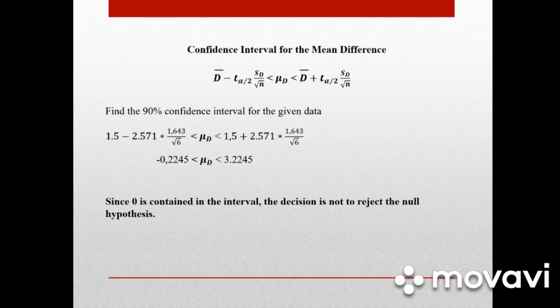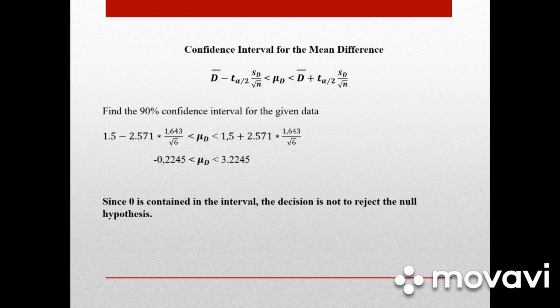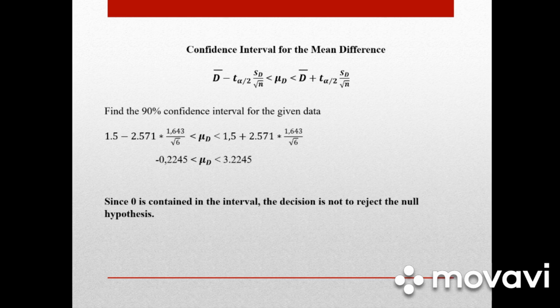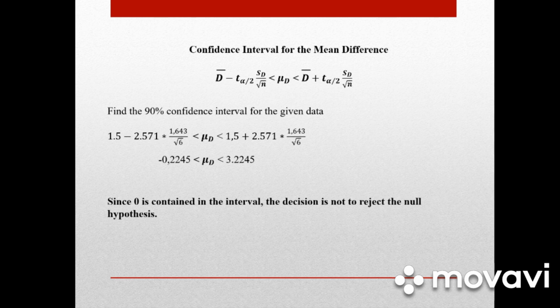Here is given the formula of the confidence interval for the mean difference, and we should find the 90% confidence interval for the given data. Our difference of mean lies between minus 0.2245 and 3.2245. Our result will be not to reject the null hypothesis, since 0 is contained in the interval.